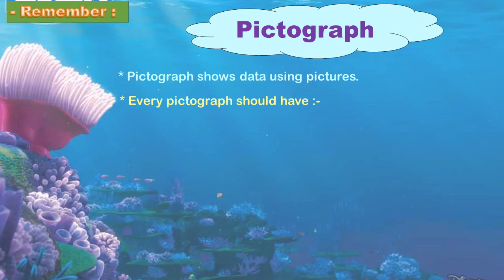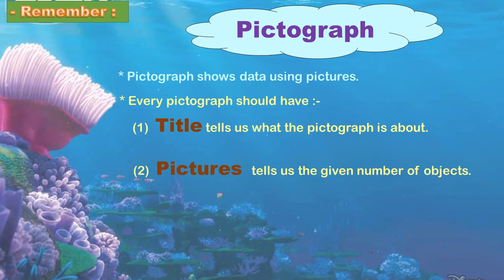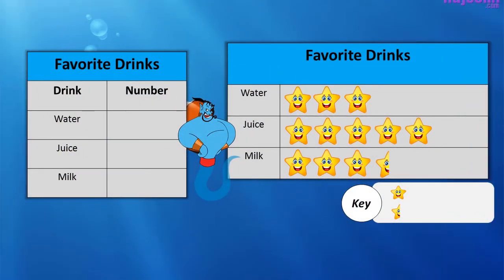First one, the title that tells us what the pictograph is about. Number 2, the pictures that tell us the given number of objects. Number 3, the key that tells us the number that each picture is equal to, the value of each picture. From the example, you can understand the meaning of each point. Now let's take this example to clarify the concept of the pictograph.